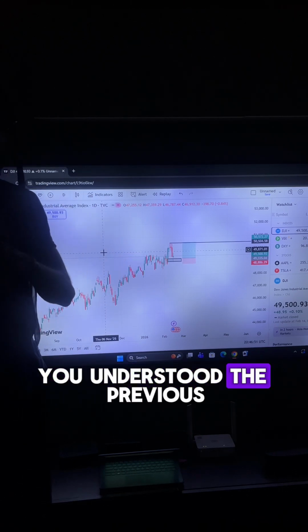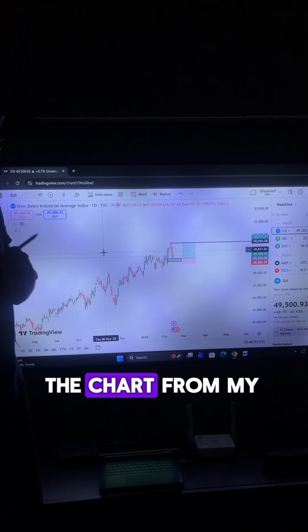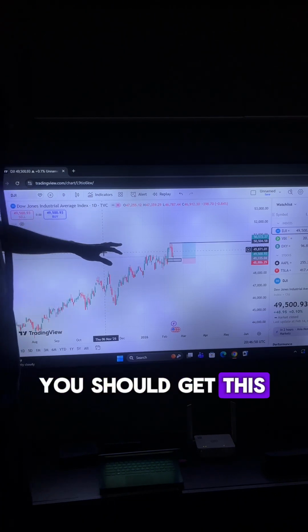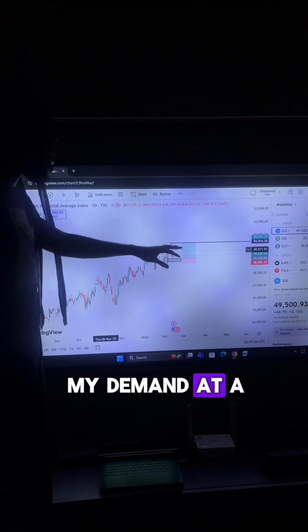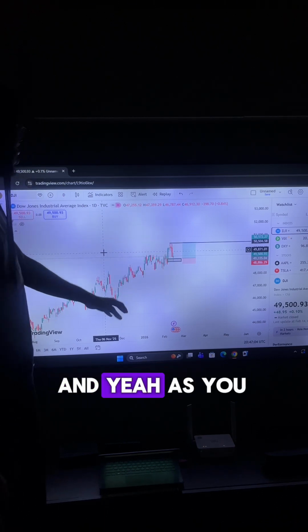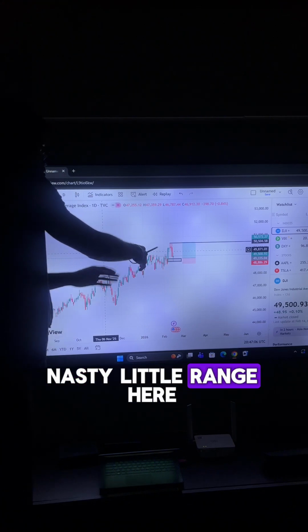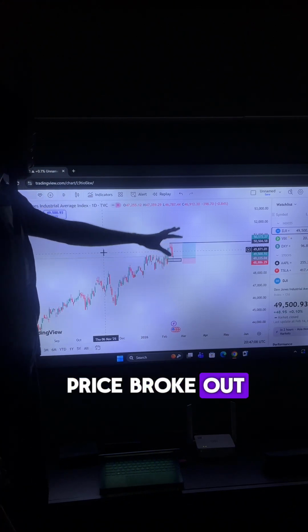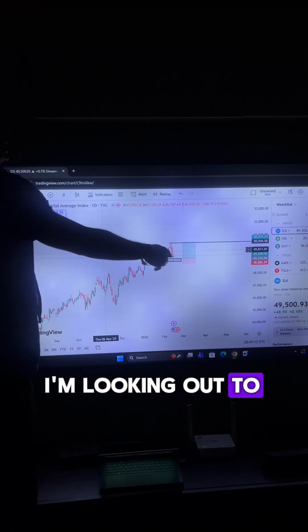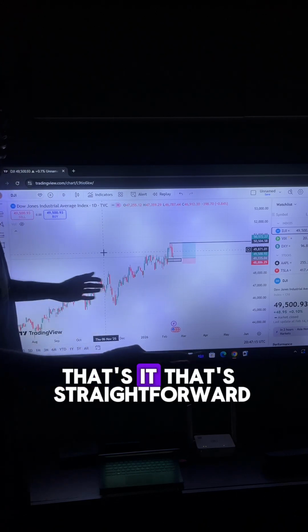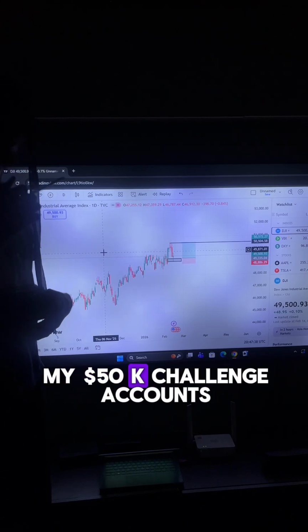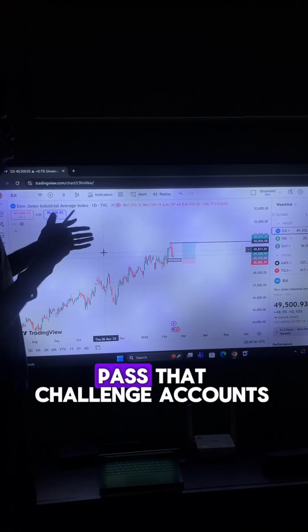If you understood the previous charts from my analysis, you should get this one also. Price is at my demand at a low point, I should be looking out to buy to continue this trend to the upside. As you can see, we had this nasty little range here. Price broke out, came back to retest it, and I'm looking out to buy to the upside. That is straightforward. I'm also going to be taking this trade on my 50k challenge account because I need to pass that challenge account.